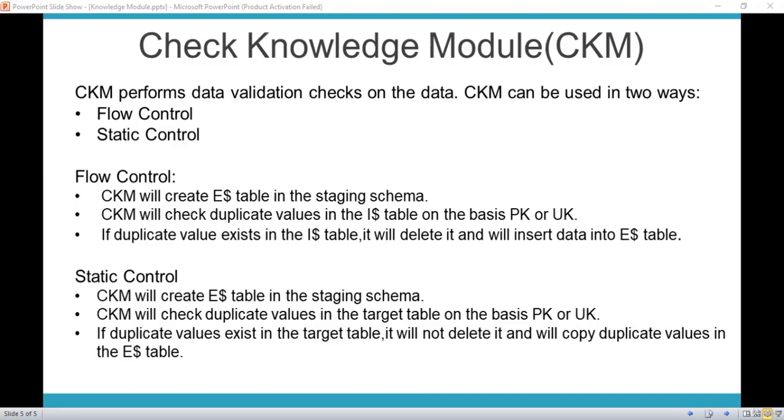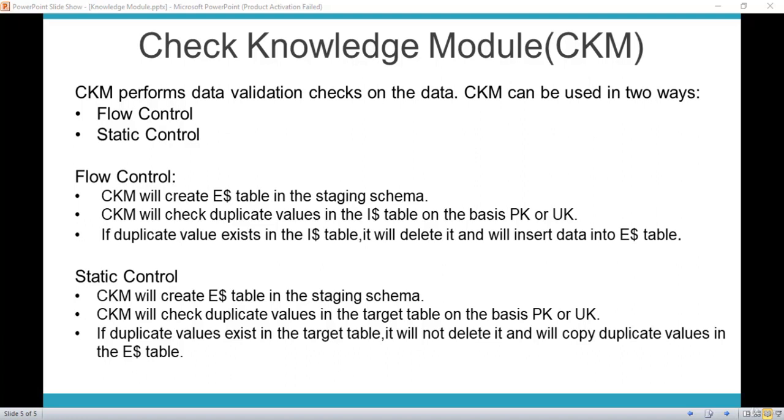Hello everyone, in this particular lecture we are going to discuss check knowledge module in ODI 12C. When we have to perform data validation checks on the data, we use CKM, which is check knowledge module. CKM can be used in two ways: CKM flow control and CKM static control. When data validation checks are performed, then $i table will be created in the staging area.